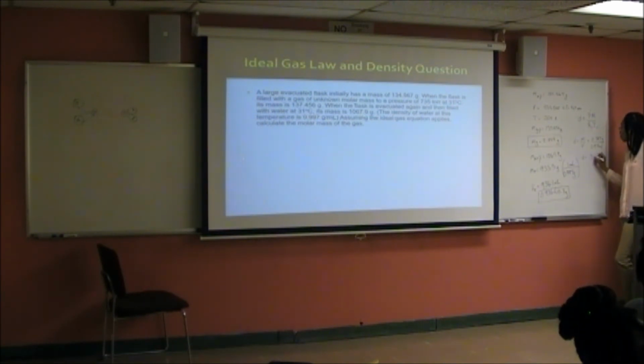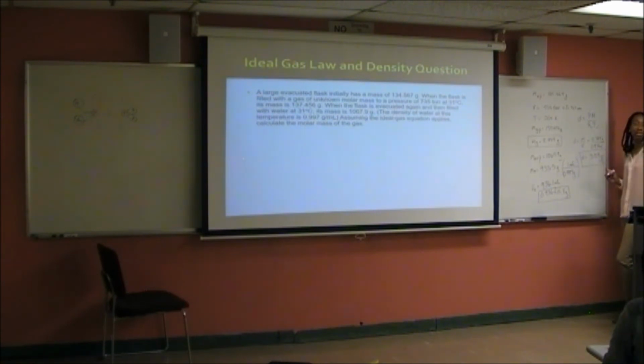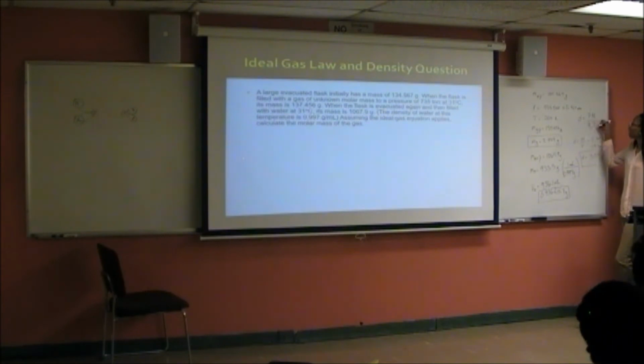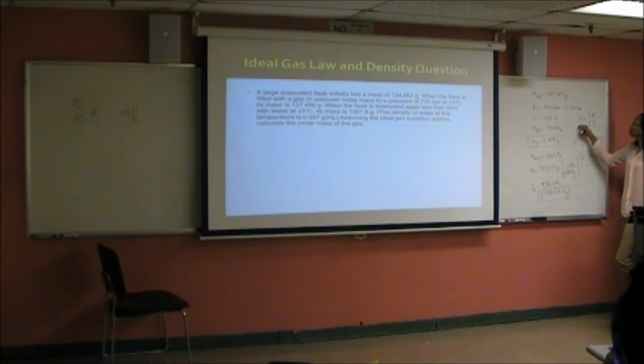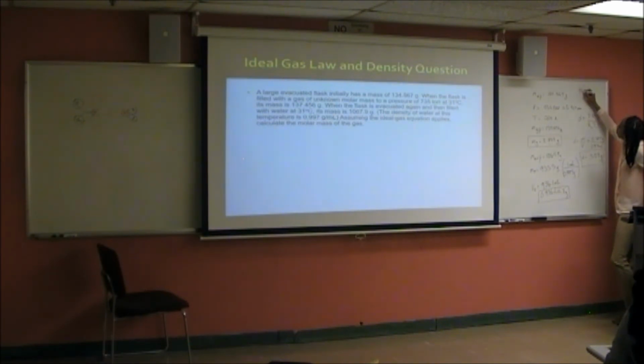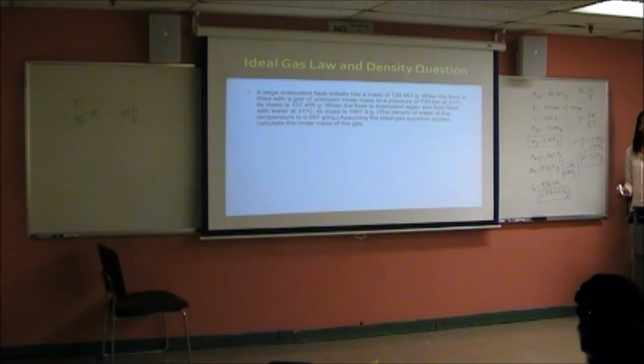So therefore your density of your gas is 3.09 grams per liter. So that's our final bit of information that we need. All we need to do now is rearrange this. What do we need to do? We need the molar mass, so it's DRT over P. So now we just plug this stuff in.